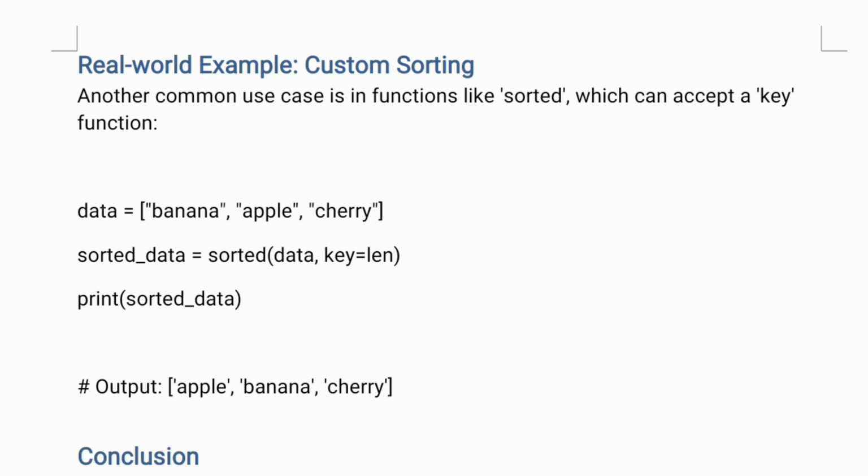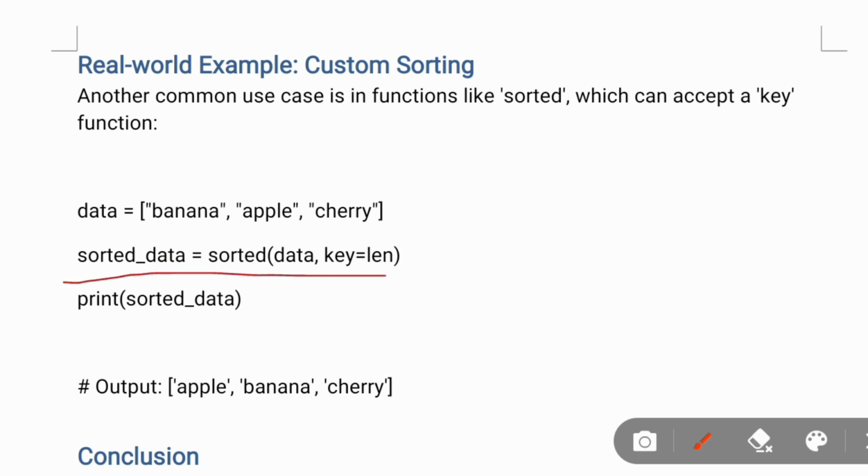Now let's understand each part. Data will contain a list of strings, while sorted is Python's built-in function, which will sort the list. And the main thing, key equals len. This part is where you pass a function, len, as a parameter. It tells the sorted function to sort the items based on their length, not alphabetically.